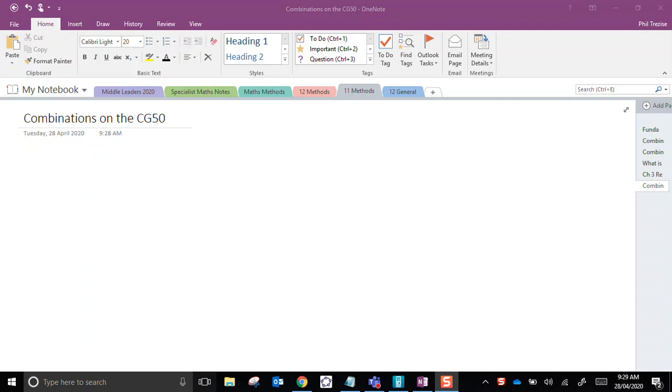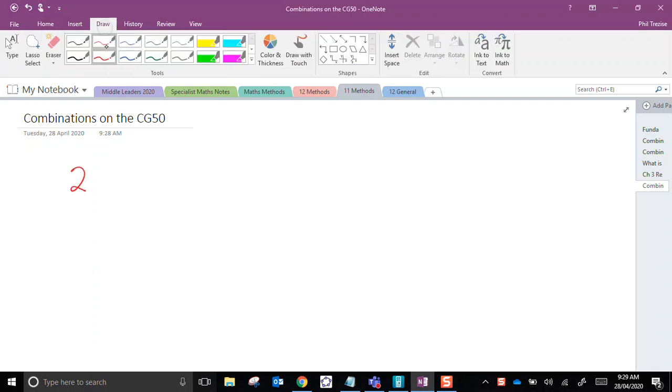Hi everyone, this is going to be a very quick demo of using the CG50 to do some combination type calculations and perhaps a few factorials as well. Let's start with, oh goodness, why is that red? Let's fix that. Red's a bit angry. So 2 factorial, we all know that that's 2 multiplied by 1, which of course equals 2.